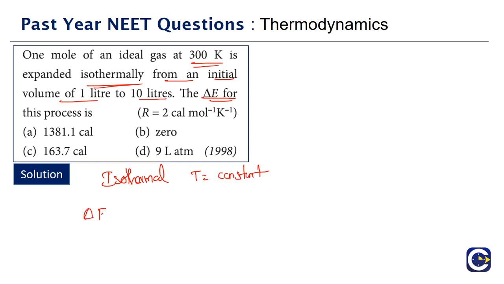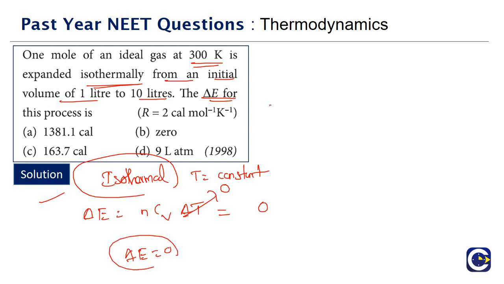What is the delta E formula? For any process, delta E will be equal to what? nCv delta T. But if it is isothermal, is the temperature changing? No, right? The gas may be expanding from 1 liter to 10 liters, but the temperature is not changing. Means delta T will be 0, means delta E will be what? 0. So what is the answer for this?